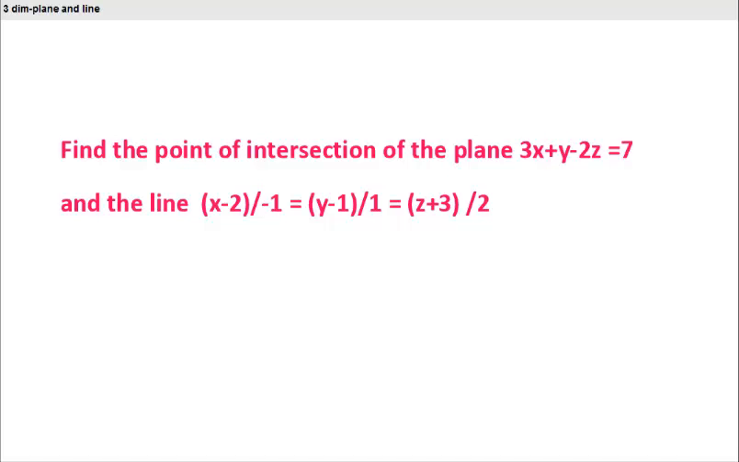Find the point of intersection of the plane 3x + y - 2z = 7 and the line (x - 2)/(-1) = (y - 1)/1 = (z + 3)/2.